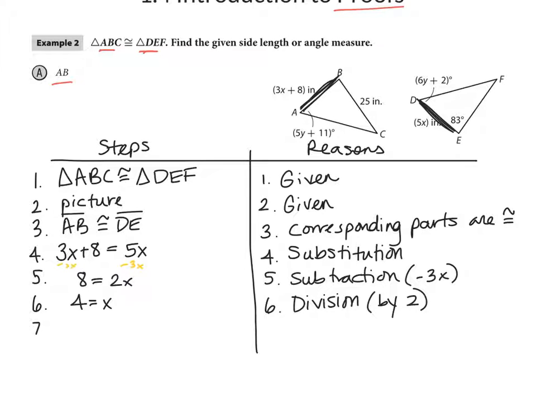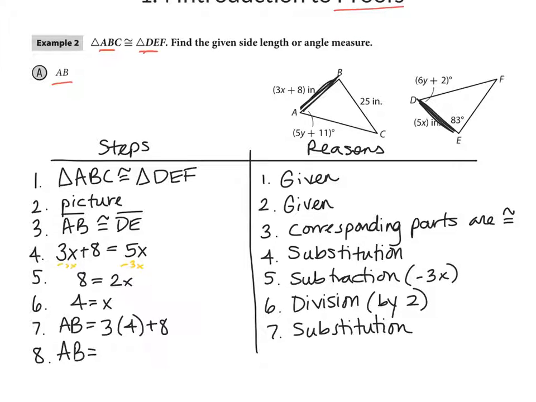And then the question is asking me to find the value of AB, so I need to plug back in this value of 4. I'm going to say that AB equals, I know AB is 3x plus 8. Well, AB is 3 times 4 plus 8. I plugged that in, so I'm going to call that substitution. And then my last step is just going to be to simplify that.